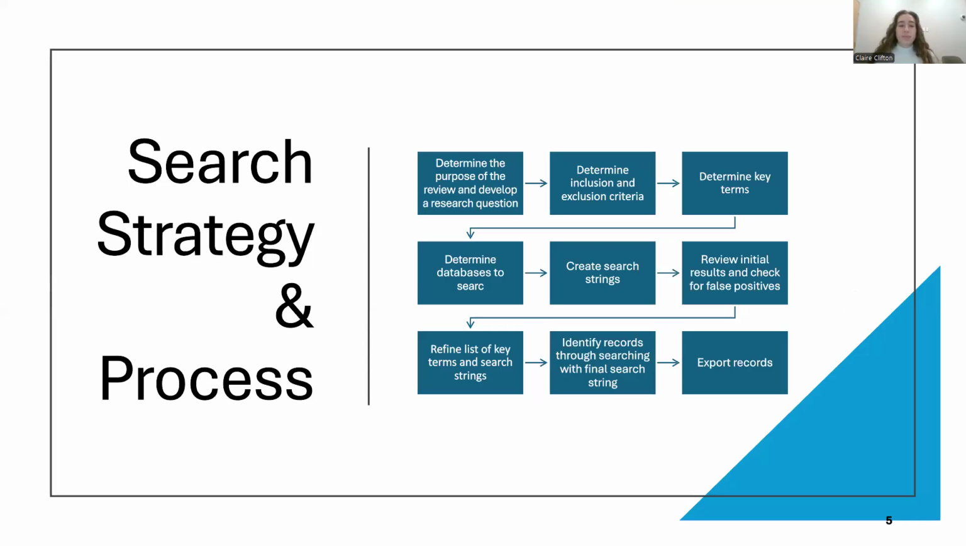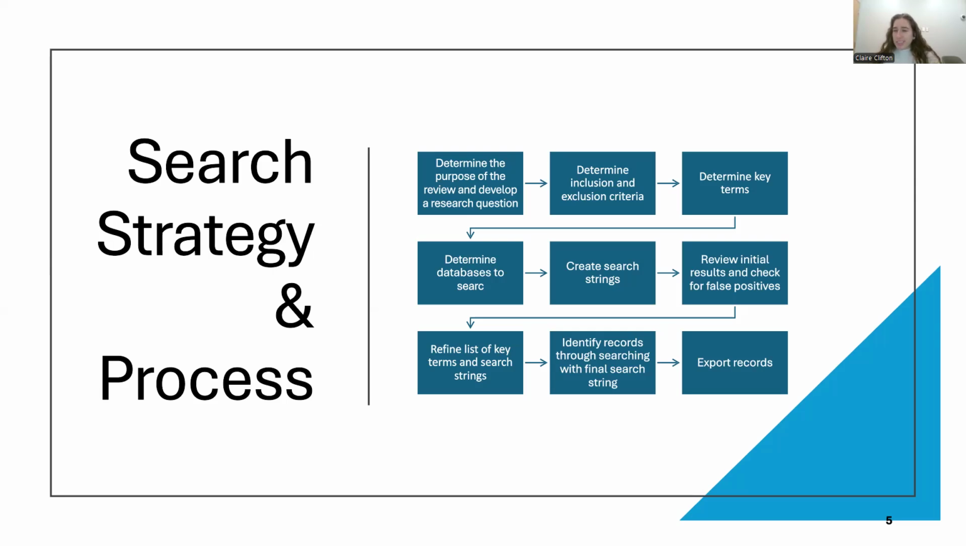So, when you're conducting a scoping review, obviously that involves a lot of searching literature. So the first thing you want to do for the process of the search is determine the purpose of the review and develop a research question. When you're determining the purpose of the review, this is a really good time to make sure that a scoping review is the best type of research to do for your intended purposes.